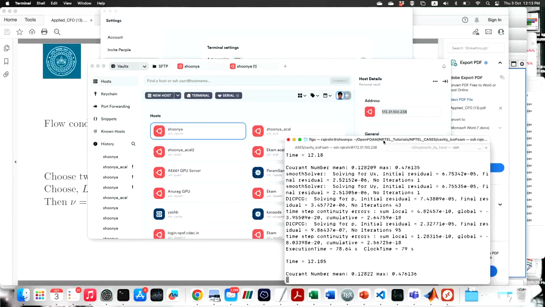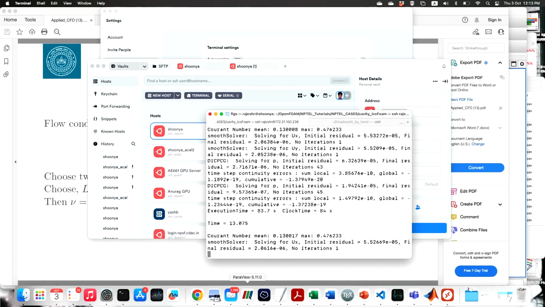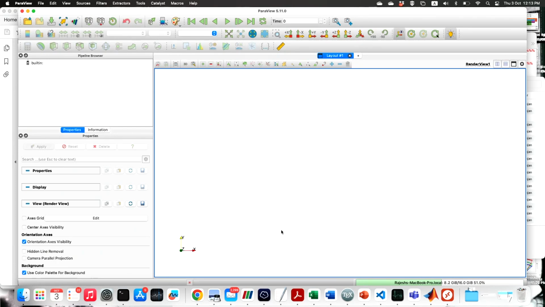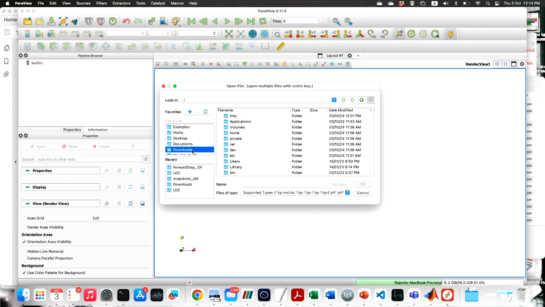I have already solved it, downloaded it and saved it on my computer. So what you can do is use ParaView and open the solution. You can directly open using ParaView, or there will be a paraFoam file. You can just go to the terminal and type paraFoam, and it will open the solution. But because we are running on a cluster, there is no visualization there, so I have to download those files to the local system and then do it. That is what I have done here.